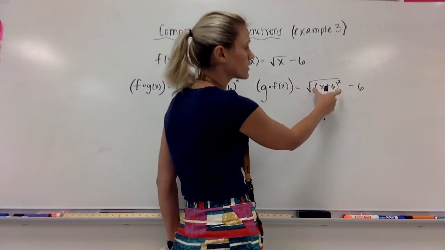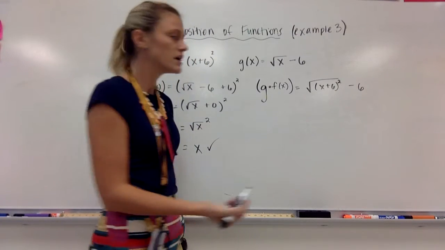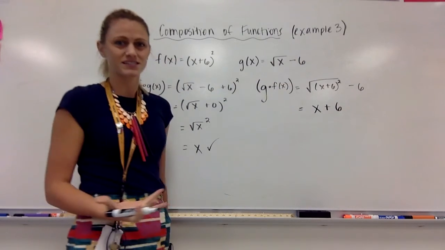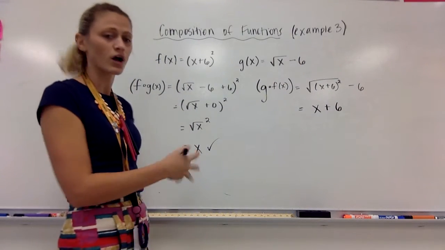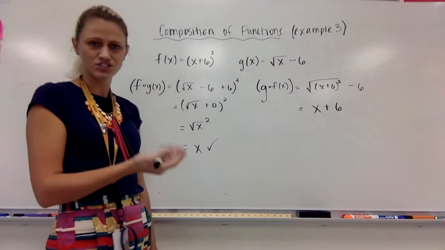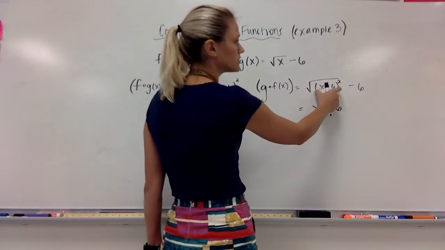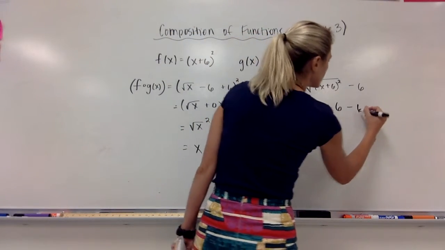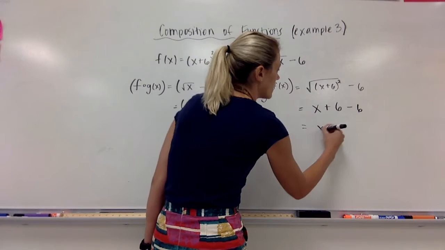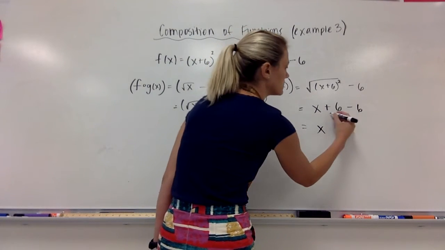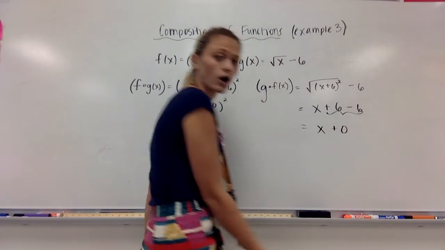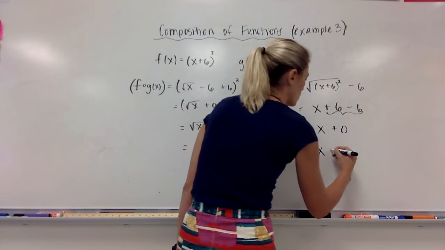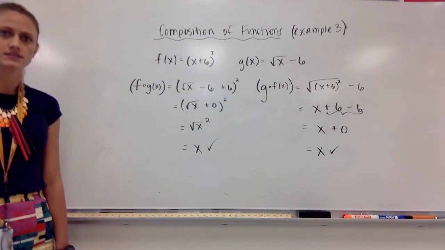Similar deal here. We've got an x plus 6 squared, and we're taking the square root of that, so that would just give us x plus 6. Every time you take the square root of a square, it's just going to be what's inside. So x plus 6 squared, the square root of that is simply x plus 6. I'll bring down my minus 6. 6 minus 6 is 0, which you know we don't need. So we end up with x, which is good.